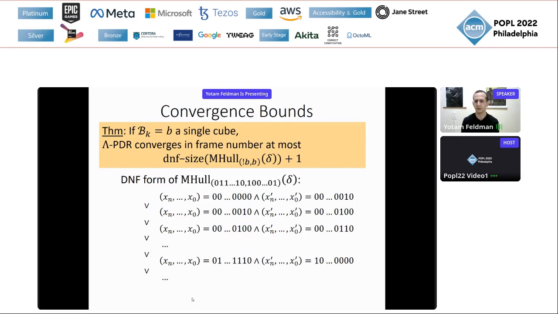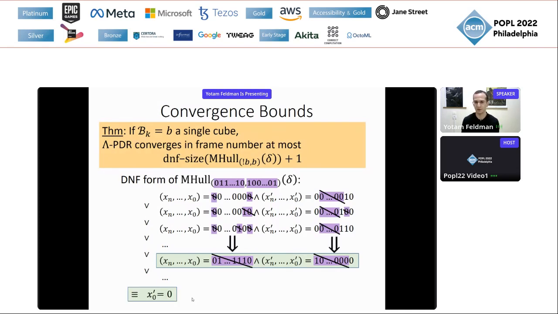And the monotone theory tells us that to compute the monotone hull of the transition relation formula, what we need to do is to look at the DNF representation and drop all the literals where the formula agrees with the subscript of the monotone hull. So we drop all these literals, and this gives us the monotone hull of the transition relation formula. And actually, it turns out that the term arising here subsumes all the other terms. So this formula can be expressed in a very short DNF formula, which has a constant number, actually just one term. So the theorem says that in this case, lambda PDR converges in actually just two frames. And this is tight in this example, but absolutely not always.